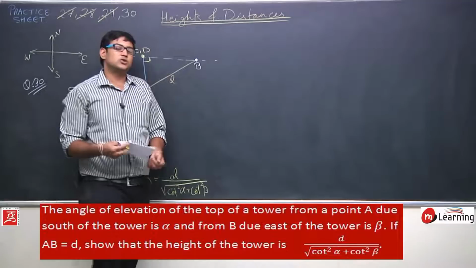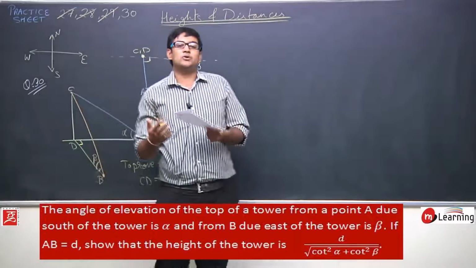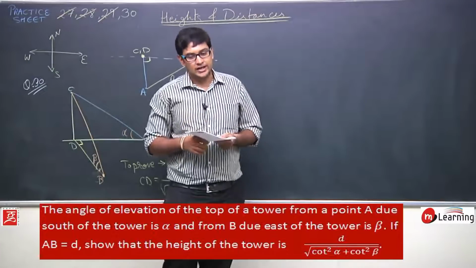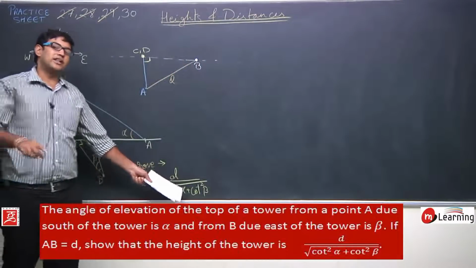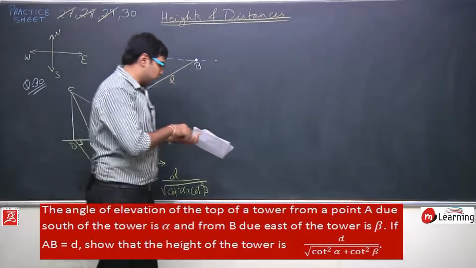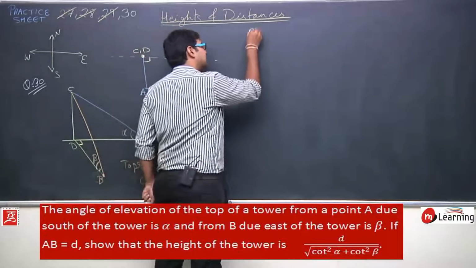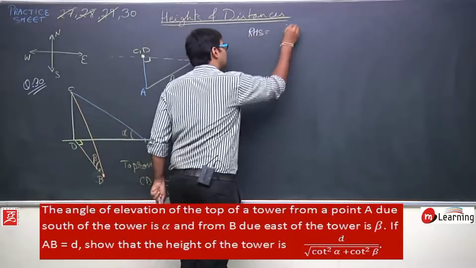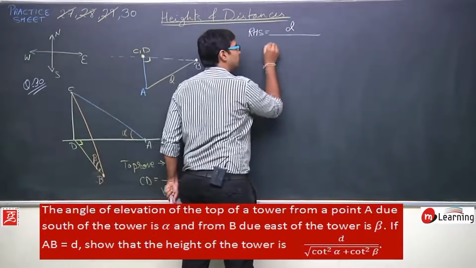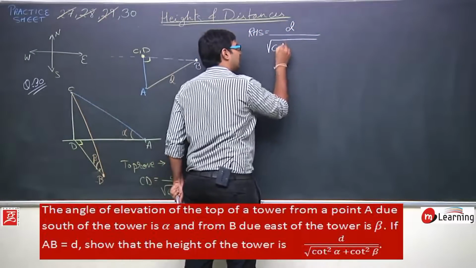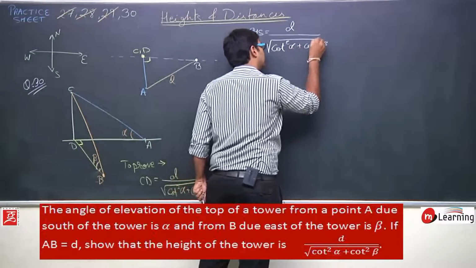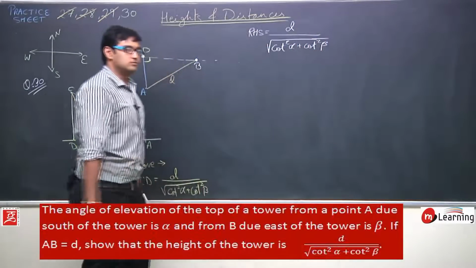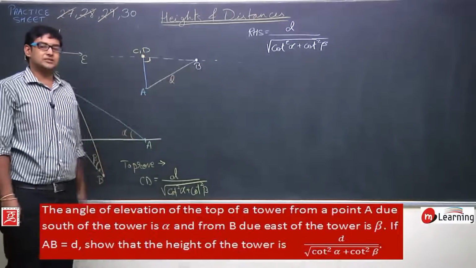So now what should we do? We will apply the same approach that we have applied in question number 29. We can solve this RHS to prove it equal to LHS. So what I will write is RHS equals to D upon square root of cot square alpha plus cot square beta. So I will solve this condition.